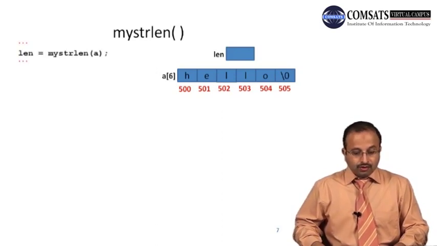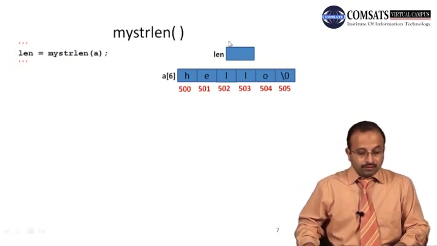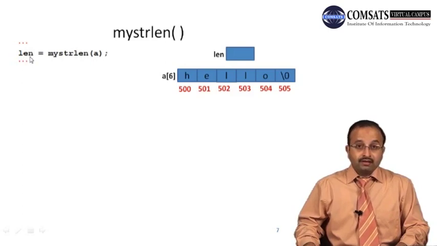So this is how you call the function. In the previous slide, this is how you call the function my string length from main or any other function. You provide the base address of the string. These two variables, string a and the len variable, are in main, and this is the part extracted from main. You pass it the base address, and this function returns an integer value that you will be catching and storing in the len variable.